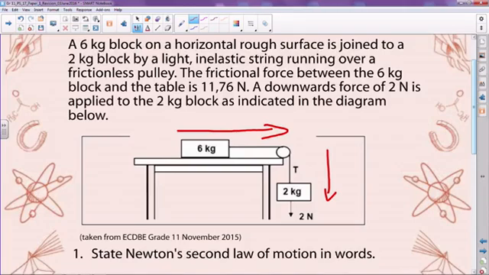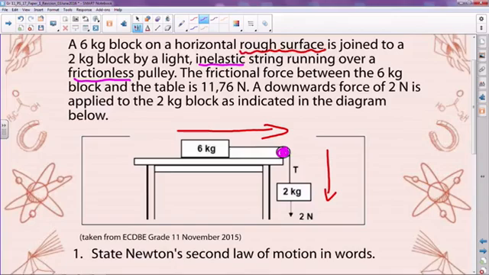So the question reads like this. A 6-kilogram block on a horizontal rough surface, there's clue number 1, is joined to a 2-kilogram block by a light inelastic string running over a frictionless pulley. So there's 2 more pieces of information, inelastic and frictionless. Inelastic means it's not going to stretch, and frictionless means we don't have to worry about including friction when it goes over the pulley. The pulley is this round thing over here.